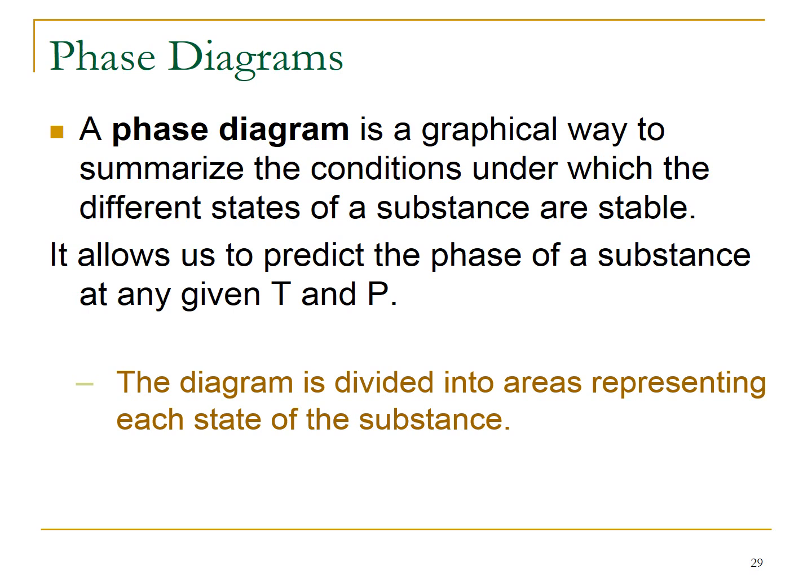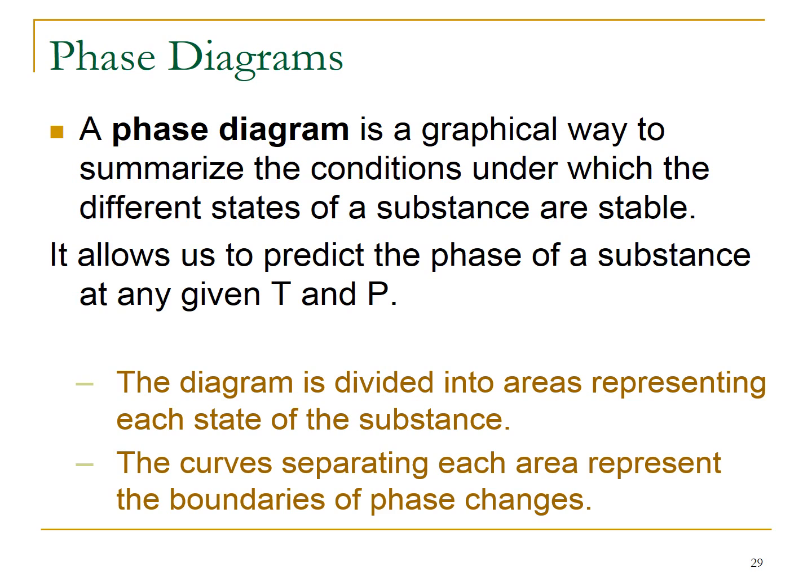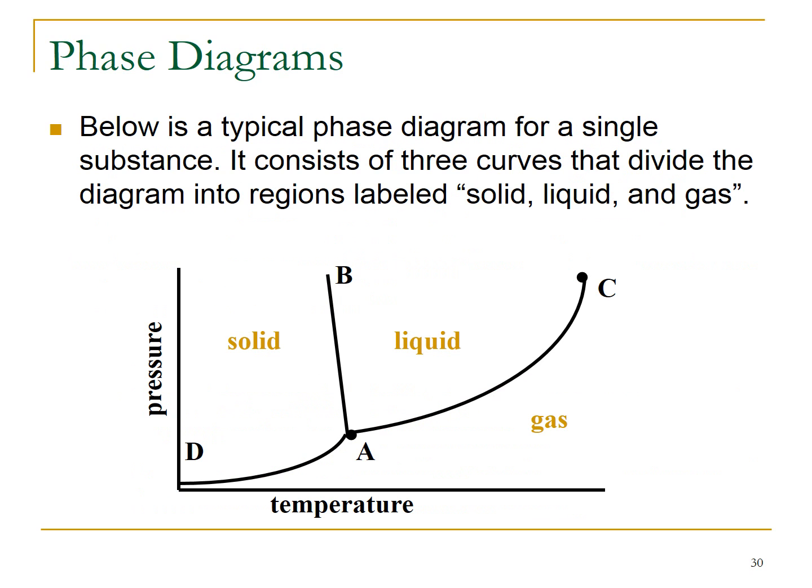So what we do basically is we plot temperature and pressure on the two axes. And then you'll see the curves separating each area will be the boundaries, and that's where the phase changes happen. So this is a typical phase diagram for a single substance. It's got three different curves that divide the diagram into the solid, liquid, and gas regions. So generally the solid is at the lower temperature, liquid is in the middle, and gas at the higher temperature. And you can see that pressure also will change.